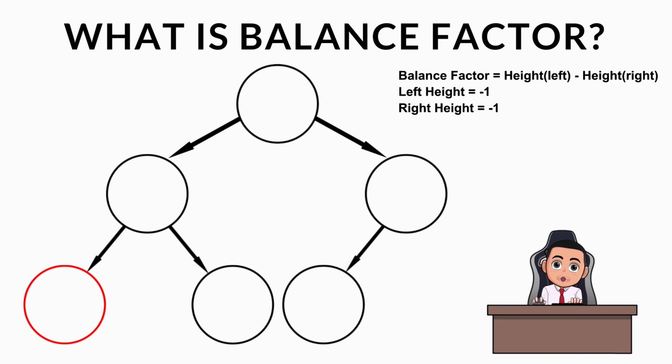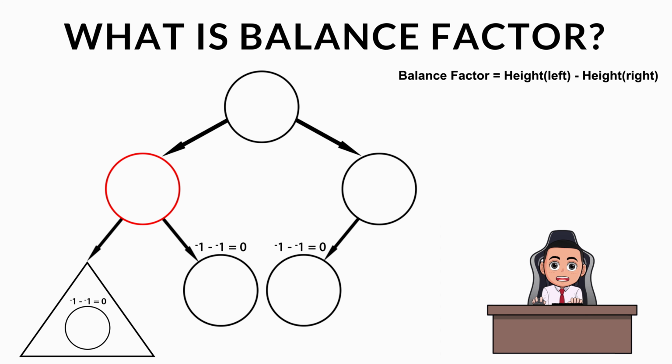So we get -1 as well. So using the balance factor formula, we take the left minus the right. So this node has a balance factor of 0. From this, since this is a leaf node, we can also assume that the balance factor of the other leaf nodes are also 0.